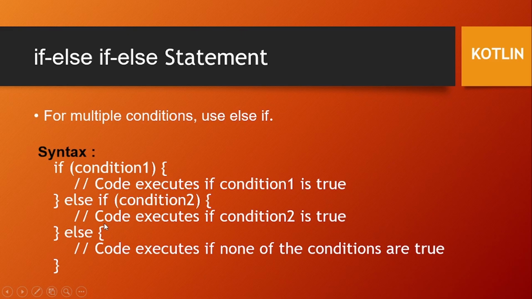If you want to write more conditions, follow the same structure, the same syntax. You write else if, condition 3, then open a curly bracket and close it. At the end, write the else block. If this condition is false, it will check this condition. If it is true, this block of code will get executed. If this condition is false, this else block will get executed.